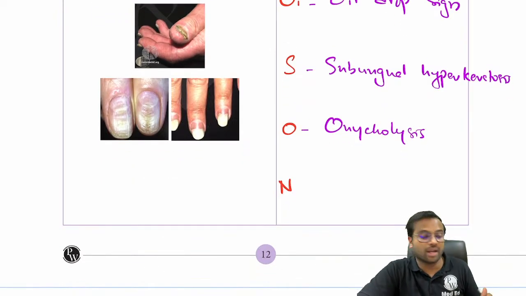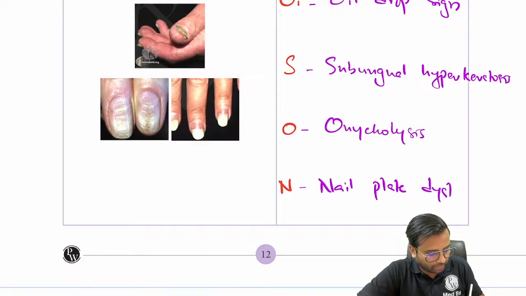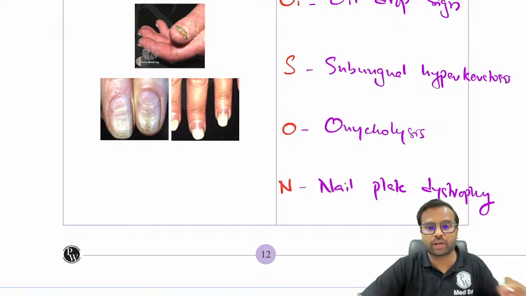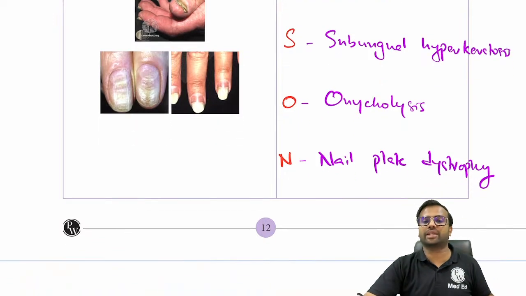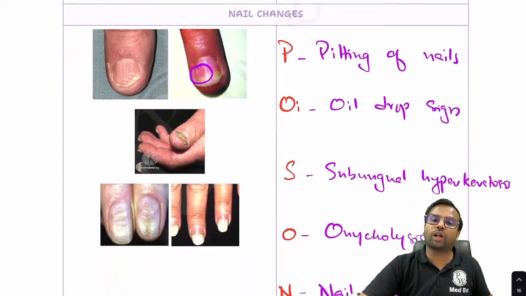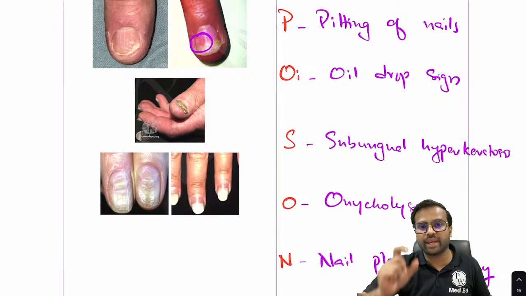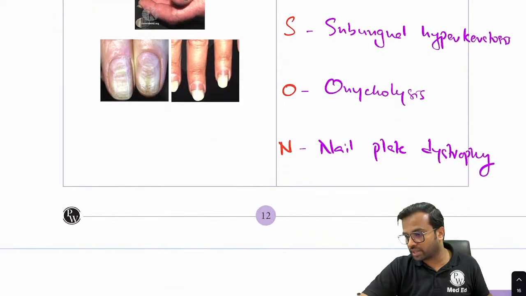Onycholysis. Amazing. And what is the last one? N. N is where the entire morphology of the nail is lost. So yes, it is going to be irregular pitting in cases of psoriasis. Okay? Yes, this is called nail plate dystrophy. The last one is nail plate dystrophy. So please remember, all these are the various nail changes in psoriasis.